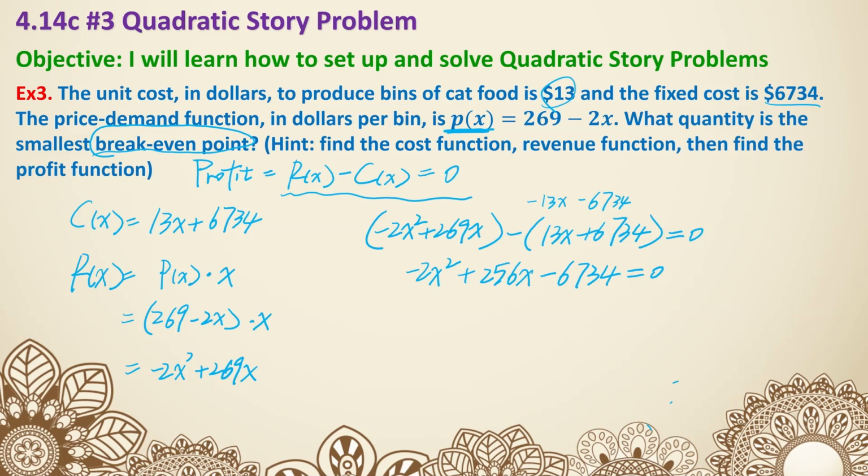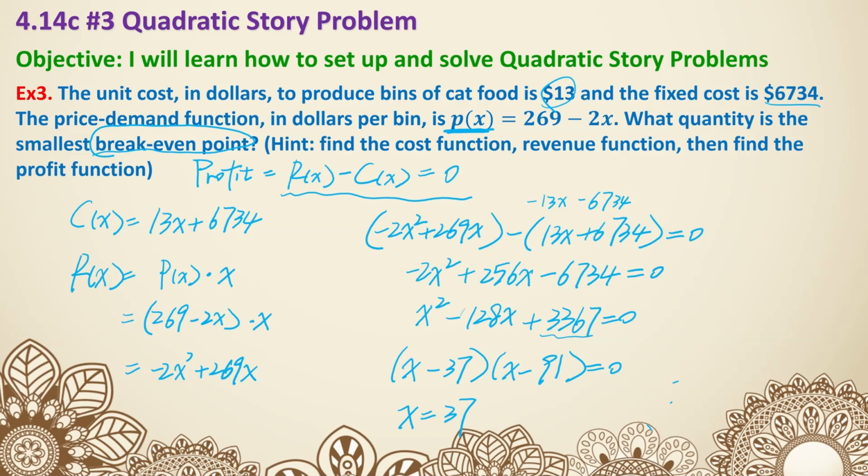Clearly, there's a GCF. We can divide every single thing by negative 2, which will give us x squared minus 128x plus 3,367. You can either use the quadratic formula or you can choose to factor. We need to find a combination of two numbers that multiply to get 3,367 and add up to negative 128. These two numbers would be 37 and 91. So my x could either be 37 or x could be 91.